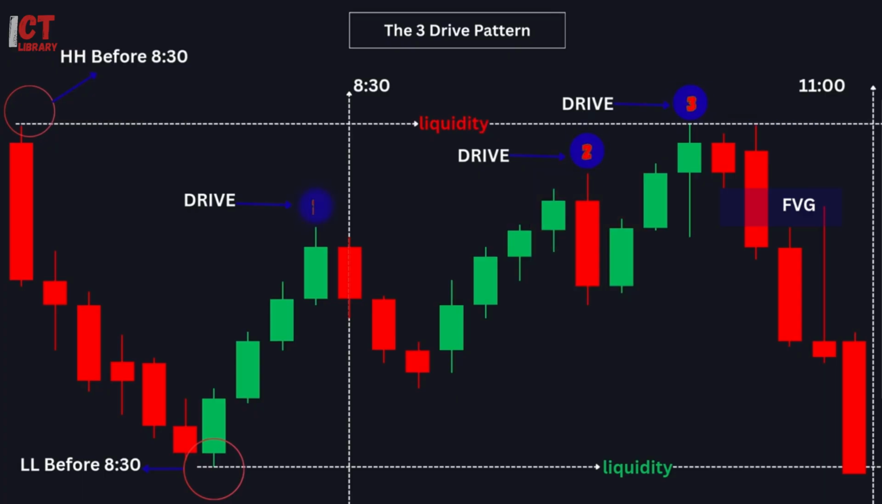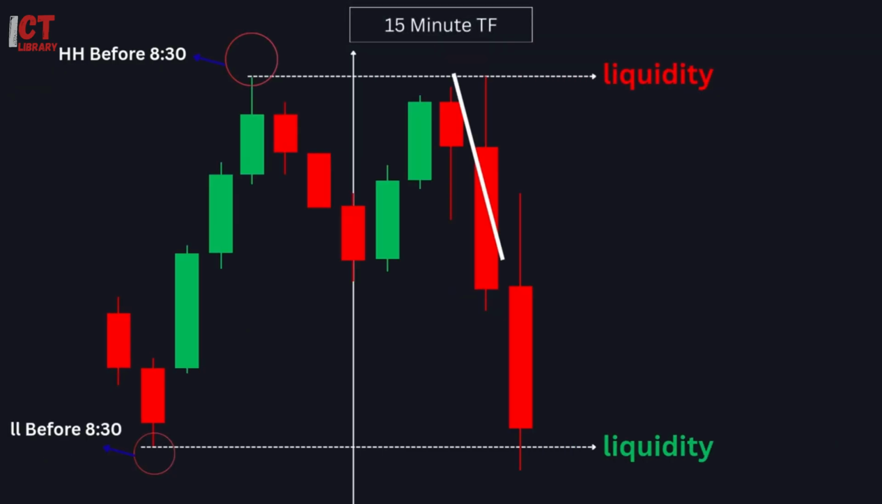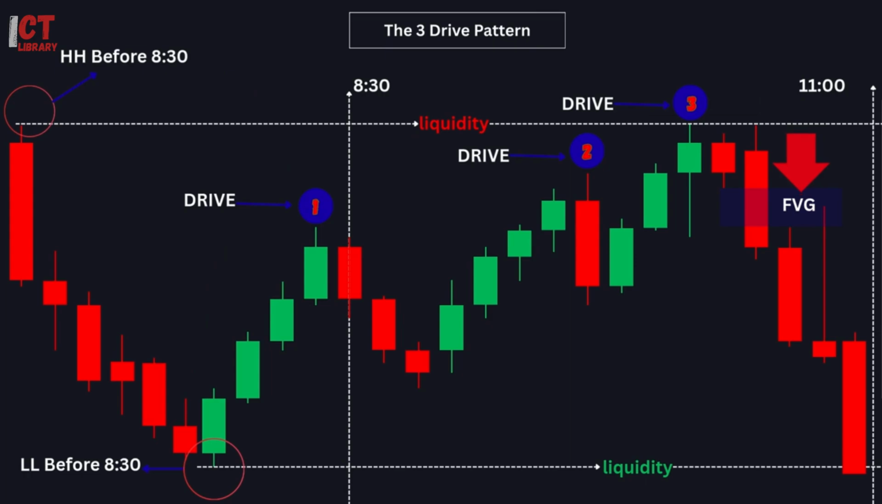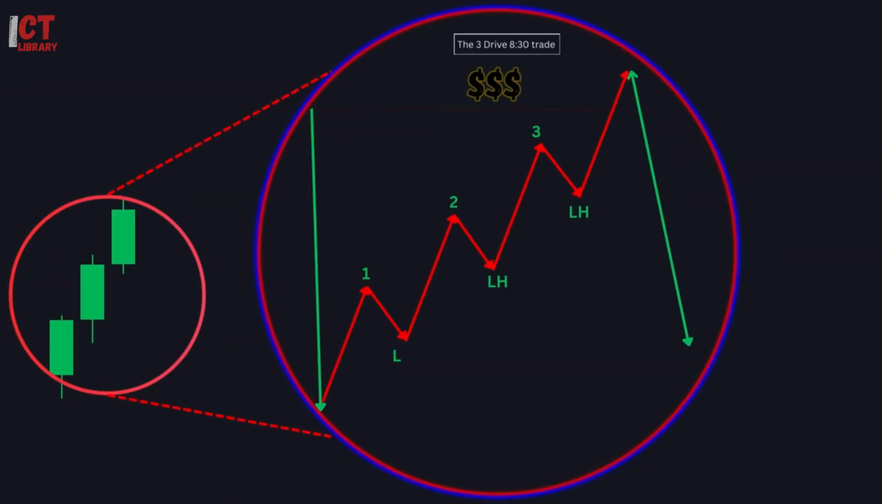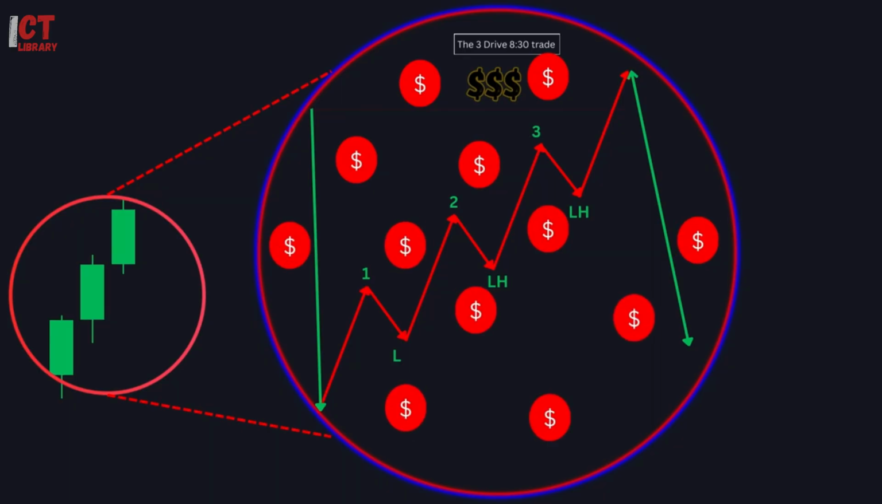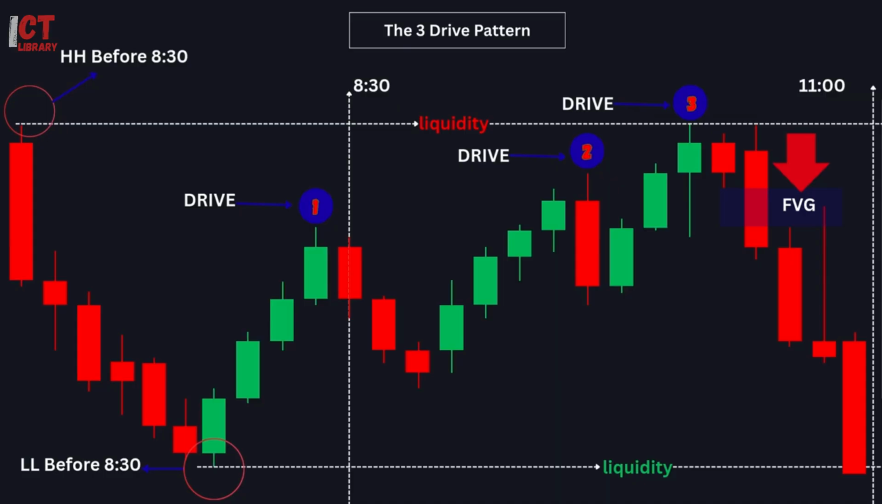The truth is these reversals are not random. They are engineered through liquidity pools, displacement, and imbalances at specific times during the trading day. By the end of this video, you will understand how to identify pre-8:30 liquidity, read displacement correctly, and execute trades using fair value gaps with institutional timing.